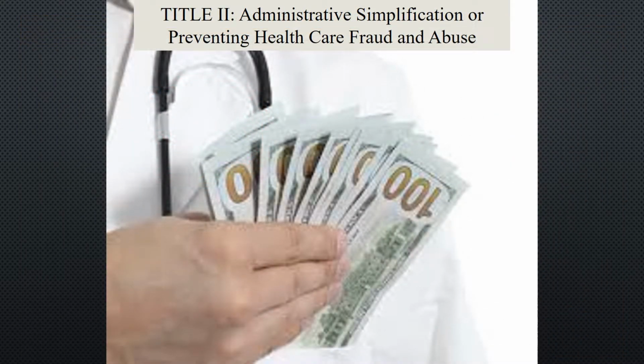Title II directs the U.S. Department of Health and Human Services to establish national standards for processing electronic healthcare transactions. It is made up of 5 separate rules that have been added to HIPAA over time: the Privacy Rule, Transactions and Code Sets Rule, Security Rule, National Provider Identifier Rule, and Enforcement Rule.